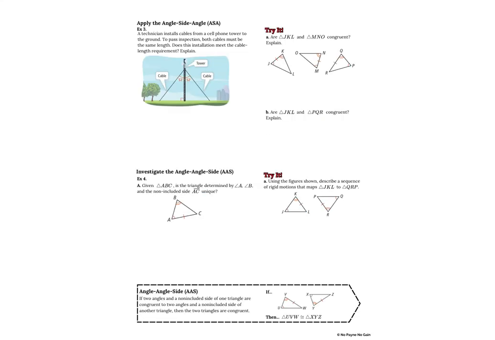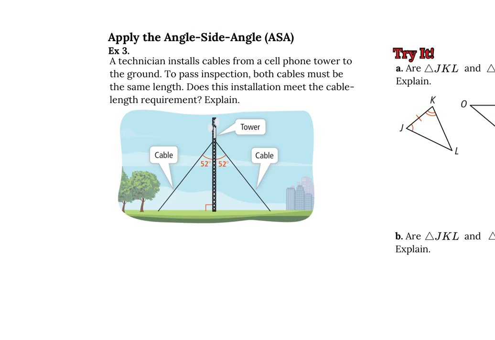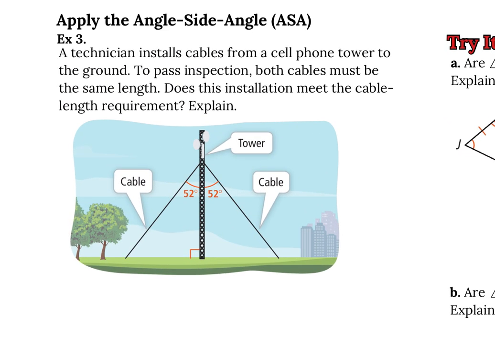Next we're going to apply angle-side-angle. A technician installs cables from a cell phone tower to the ground. To pass inspection, both cables must be the same length. Does this installation meet the cable length requirement? And we need to explain.